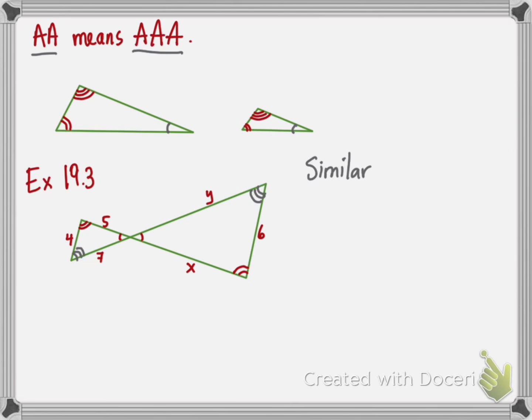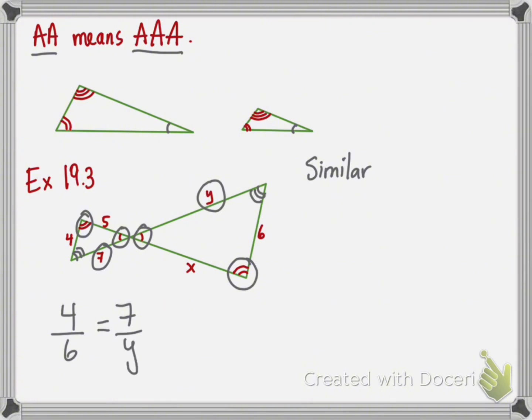So now we just have to decide which is the partner of which. So 4 is opposite to that angle here, and 6 is opposite to this other one. So I'm going to put 4 and 6 together. Then we go with 7, that is opposite to this angle. So I'm going to put 7 here. And the one that is opposite to this angle in this triangle is y. And then we just cross multiply. Y equals 6 times 7 over 4, which equals 21 halves.